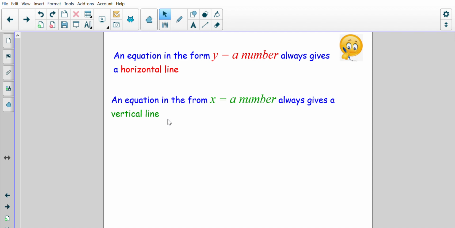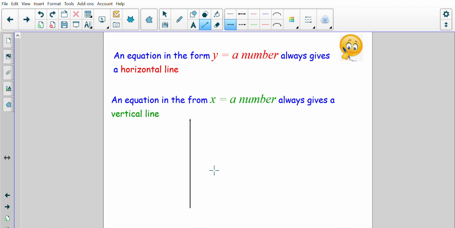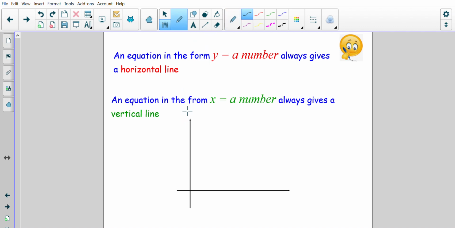Sometimes we get muddled with this because the y-axis is vertical, isn't it? But y equals a number gives a horizontal line. Okay, so let's just draw a little picture in our books to go with that, just to make sure that we're happy.